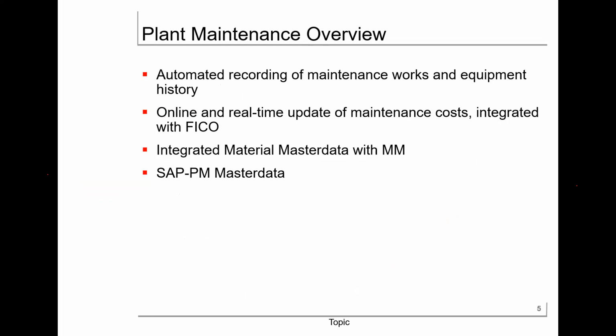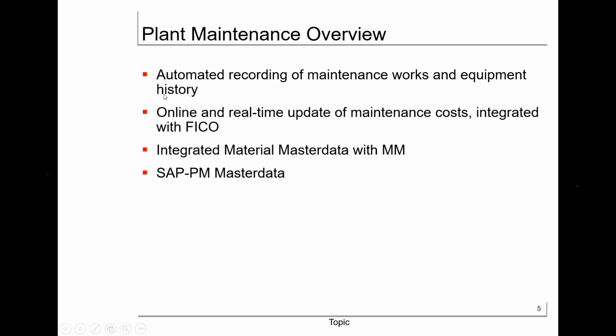PM overview. In a simple and summarized manner, what is the PM overview? Automated recording of maintenance work and equipment history. You understand equipment means machine. The name itself is maintenance. Maintenance means general maintenance, preventive maintenance, breakdown maintenance, all come under maintenance only. Here we are doing these maintenance works for the equipment in an automated way.